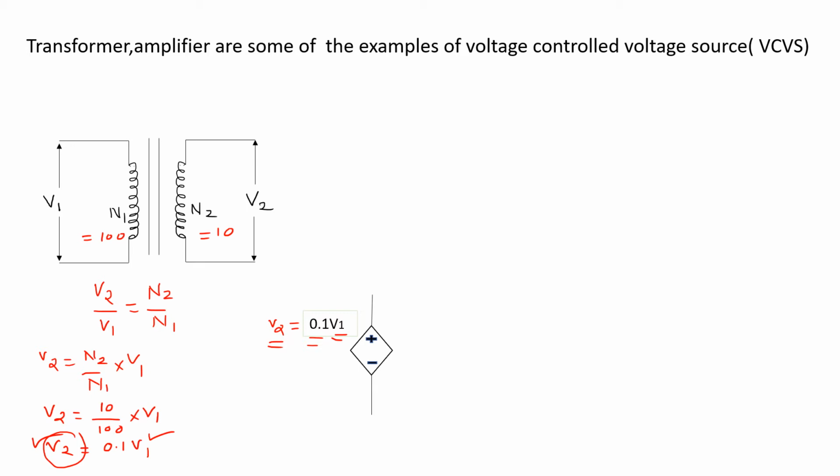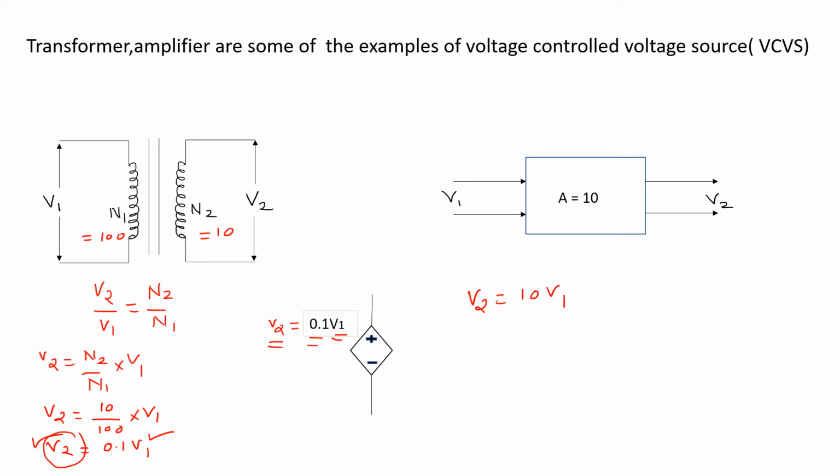Similarly, we can go for the amplifier. See this circuit. Here V1 is the input voltage, V2 is the output voltage, and the gain of the amplifier is 10. So I can write V2 is equal to 10 into V1.